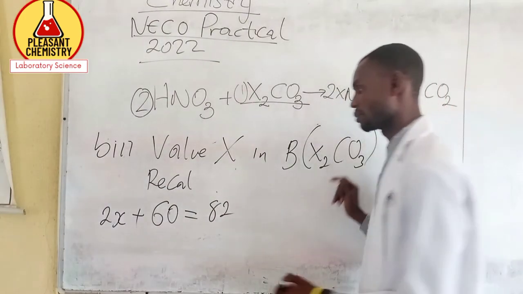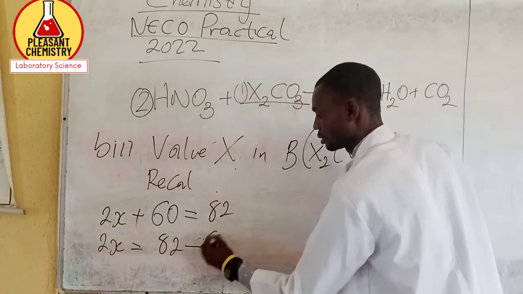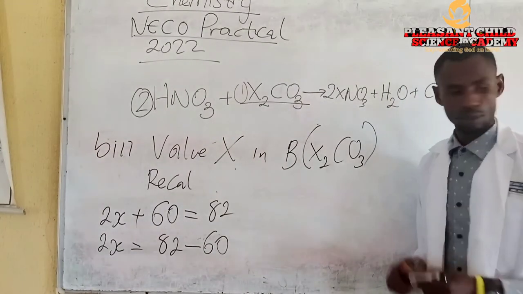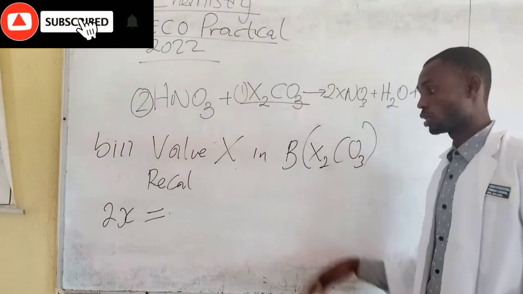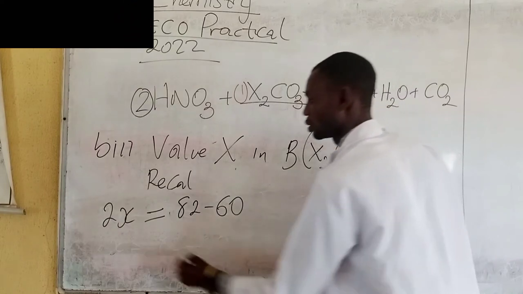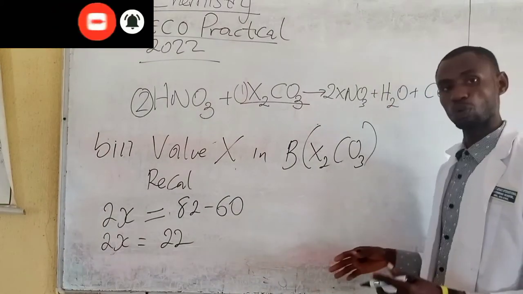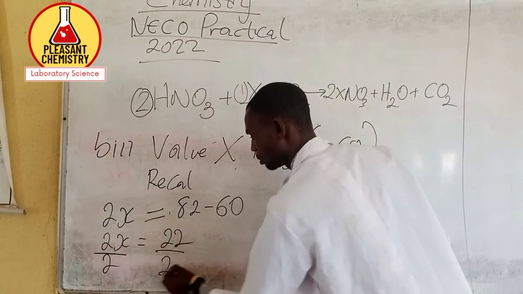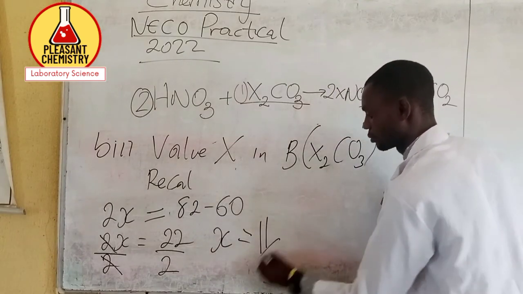Then we are going to collect the like terms here. 2x is equal to 82 minus 60. 82 minus 60. So 2x is equal to 22. It's going to give us 22. Then we divide both sides by what? By 2, to make x the subject of the formula. So when we divide both sides by 2, x becomes 11.